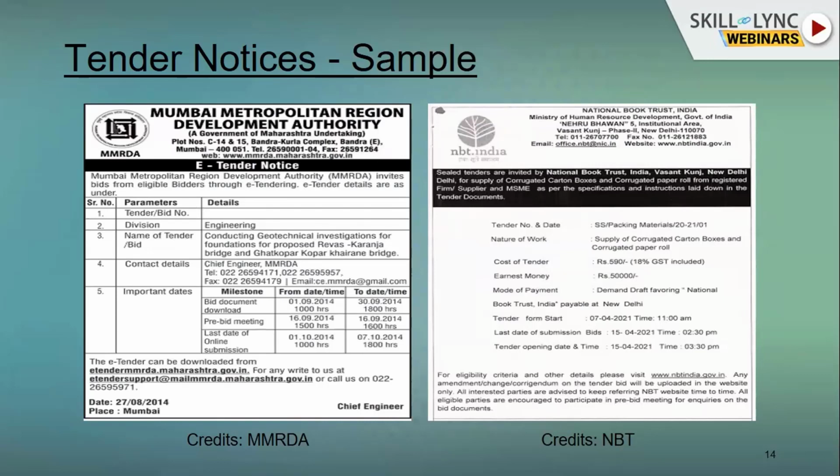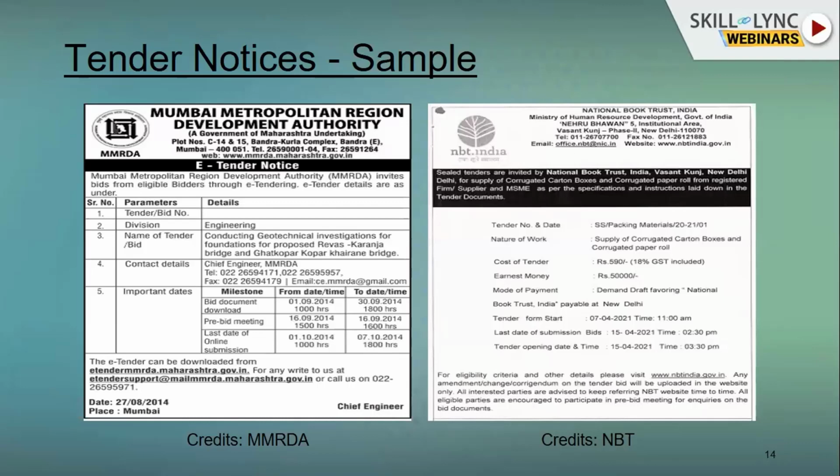Earnest money, as I mentioned, is the amount that every contractor has to submit to the owner in the interest of getting the work. But if the contractor fails to get the contract, then the employer has to return it immediately. The earnest money mode of payment is demand draft. Here the contractor can provide a cheque or cash or bank guarantee to the owner so that it can be easily returned.